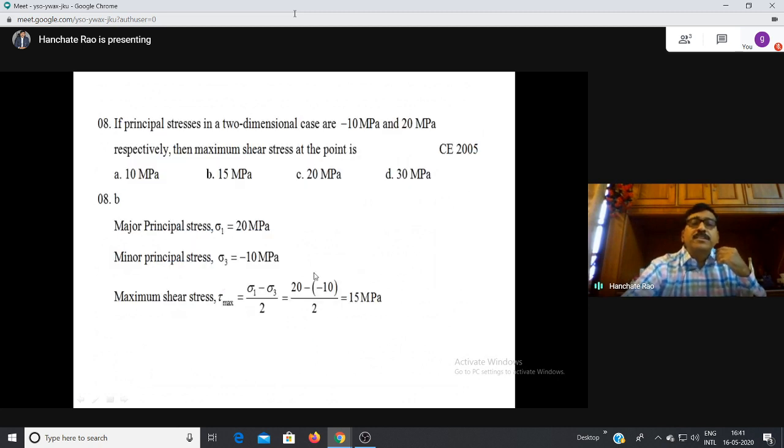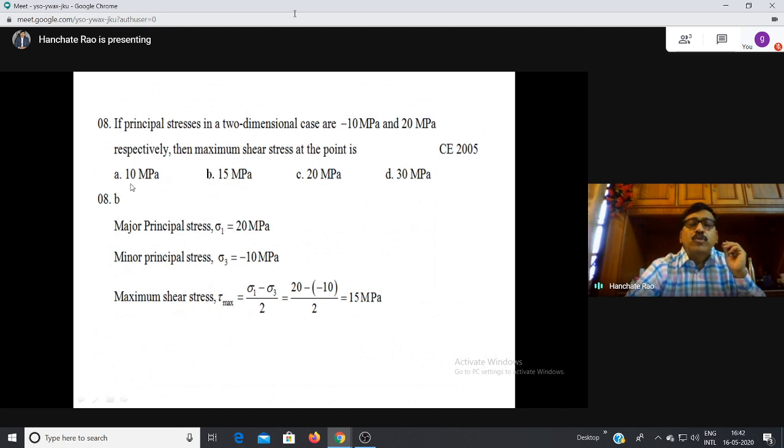If principal stresses in a two-dimensional case are minus 10 megapascals and 20 megapascals respectively, then what is the maximum shear stress at the point? It is giving two principal stresses. Sorry, sigma 1 is equal to 20. Major principal stress is 20 and minor principal stress is minus 10. So sigma 1 is equal to 20, minor principal stress sigma 2 is minus 10, and it is asking us to find out the maximum shear stress.